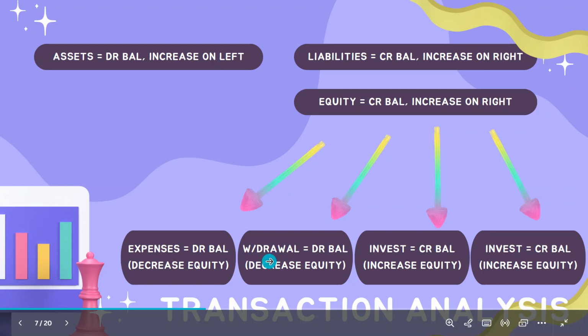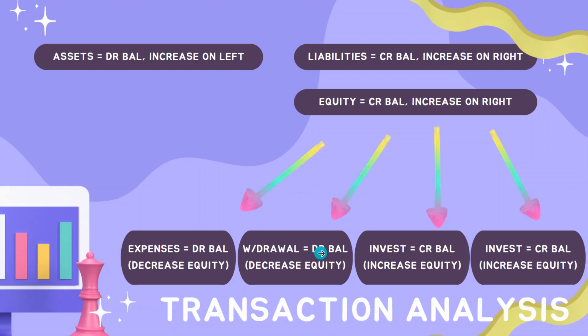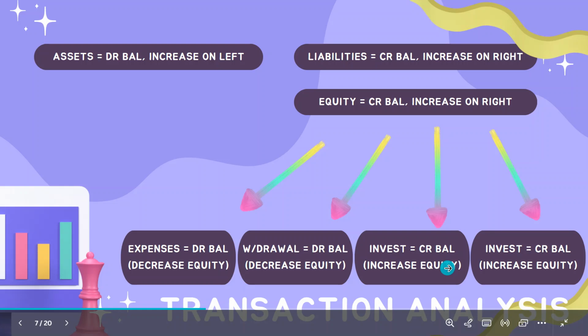Withdrawals, how much you take out of your company, decrease the value of your company, decrease equity. Since equity has a credit, you're going to debit withdrawals to decrease the equity. If you make an investment in the company, it increases the value of your company. Therefore, you always credit investments. They increase the equity of the company.